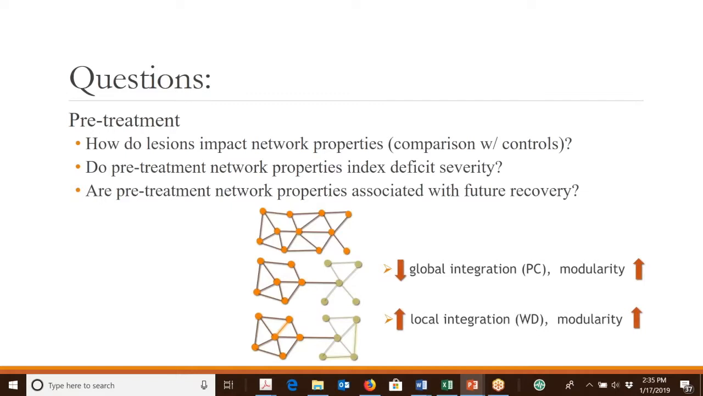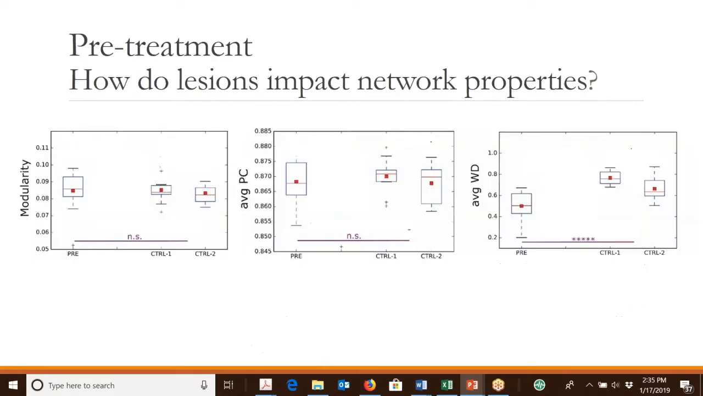Just to remind you about the relationship between modularity and global and local integration: as global integration, connectivity across modules, decreases, less connectivity across modules will give increases in overall network modularity. And also as local integration increases, integration within modules will also give increases in modularity. Okay, so what do we find?